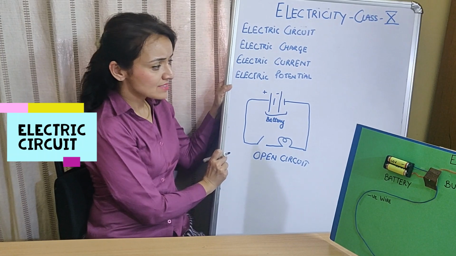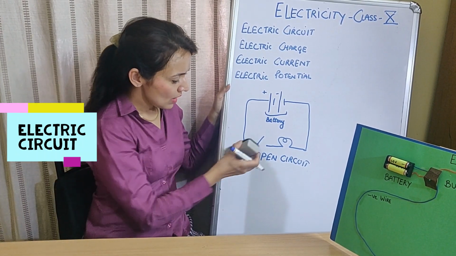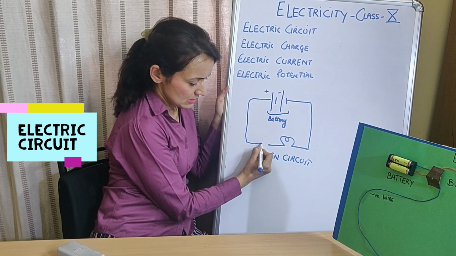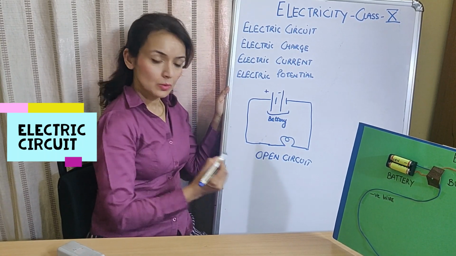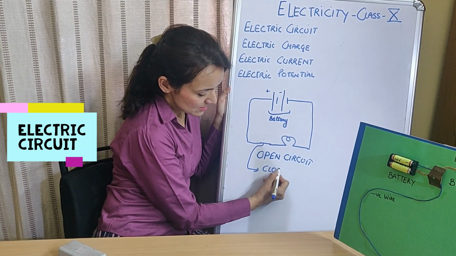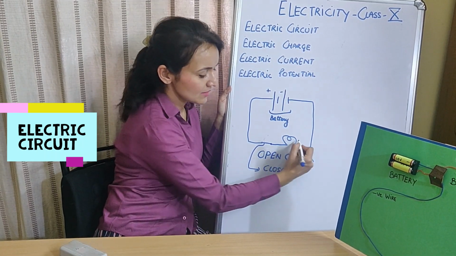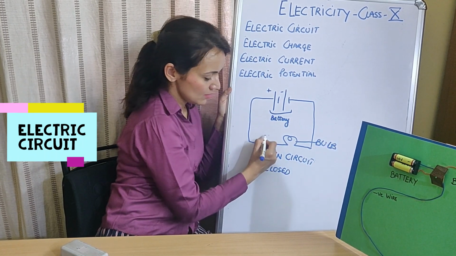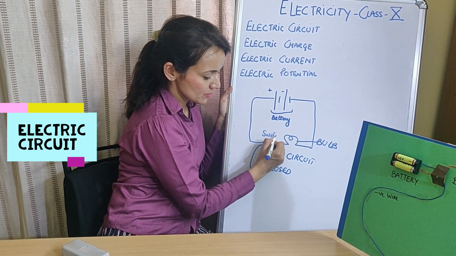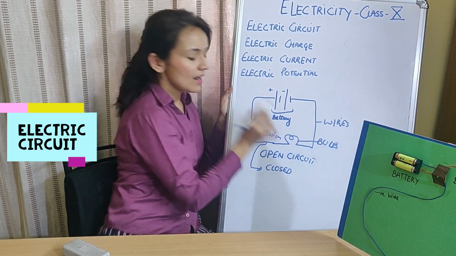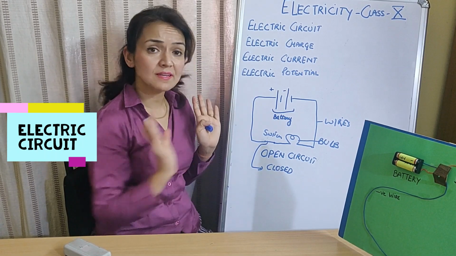So what will I do? I will close this switch. This is a gate-like switch. When I close this switch, now the circuit is closed and the bulb will start glowing. This is a bulb. This is a switch. These are wires. And this is a battery. So this is my circuit.